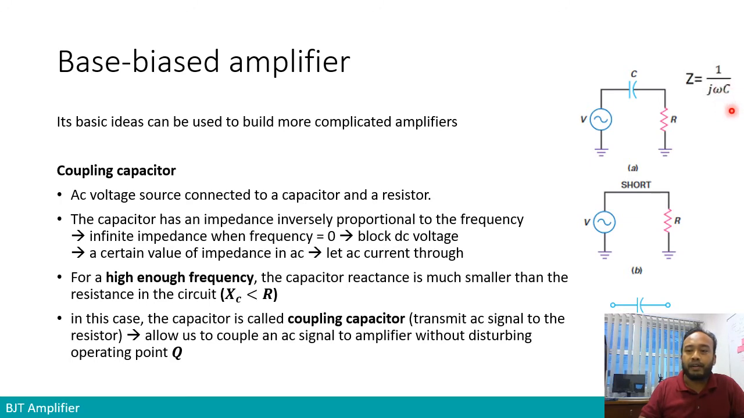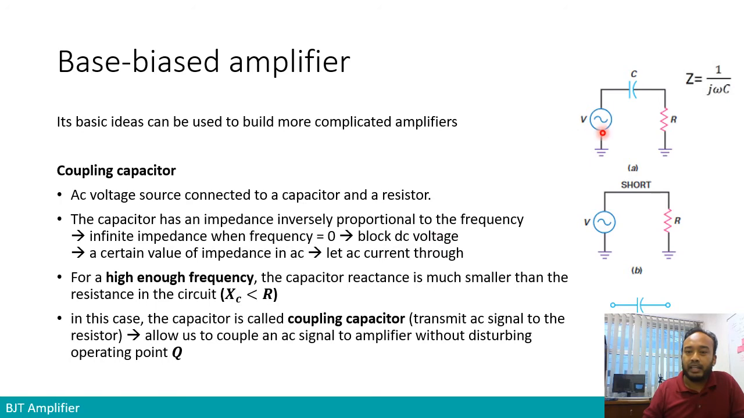Imagine we have a fixed value of capacitance, so we can say that impedance is inversely proportional to the frequency. What this means is that if the V input over here has a high frequency, then the impedance of the capacitor would be very, very small, and it could even tend towards zero if the frequency is very, very high. If we have a frequency that is close to zero, we would have an infinite impedance, which by consequence means it blocks all the DC voltages.